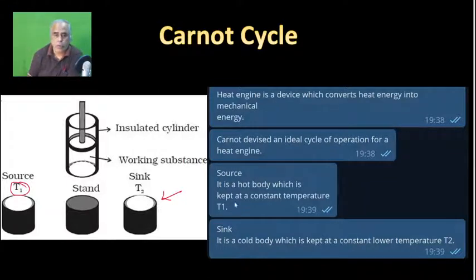Do you understand? Now, the source is a hot body which is kept at a constant temperature T1, as I already mentioned. And what about the sink, where it receives the heat energy? It should be a cold body which is kept at a lower temperature. So it should be comparatively at lower temperature, T2. So this is T1 and T2. It means T1 is greater than T2. T1 is the temperature of the source. T2 is the temperature of the sink. In between that, we have got the totally insulated stand. Okay, right. Now let us move.